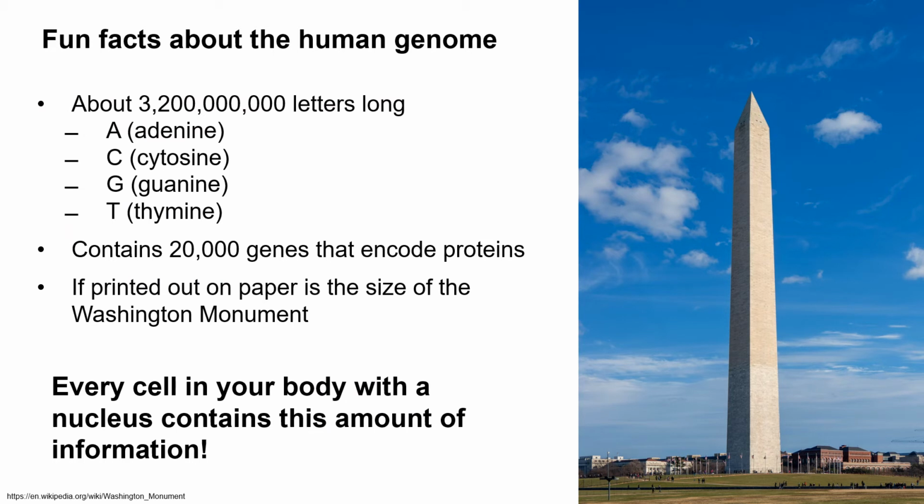Here are some fun facts about the human genome. It's about 3.2 billion letters long and comprised of A, C, G, and T, which is shorthand for adenine, cytosine, guanine, and thymine. It contains about 20,000 genes that encode proteins. And if printed out on paper, the entirety of the human genome, that stack of paper, would be the size of the Washington Monument. So every cell in your body with a nucleus contains this amount of information.